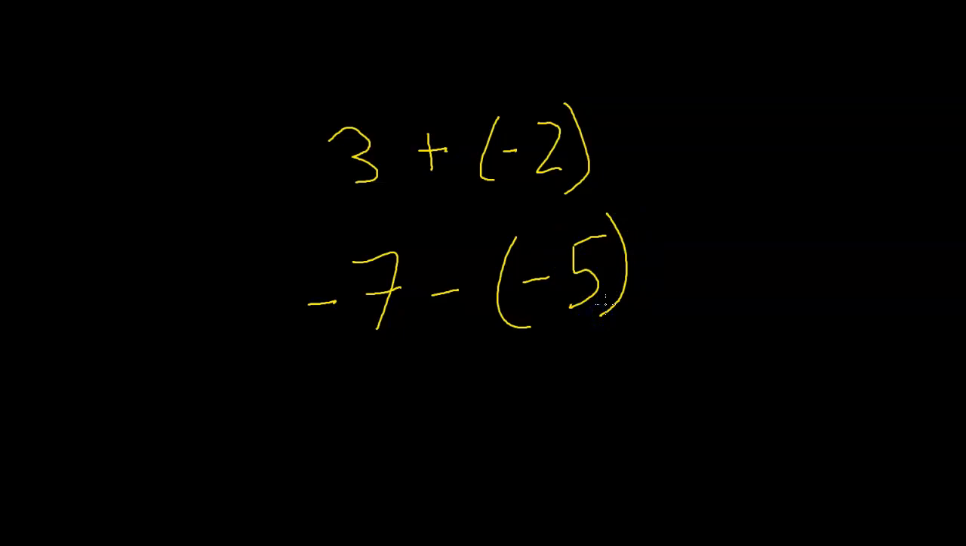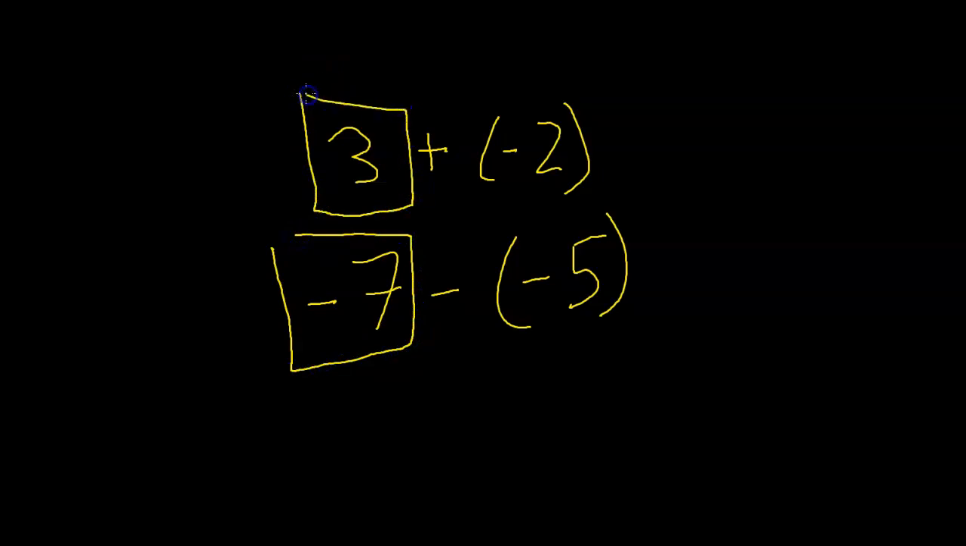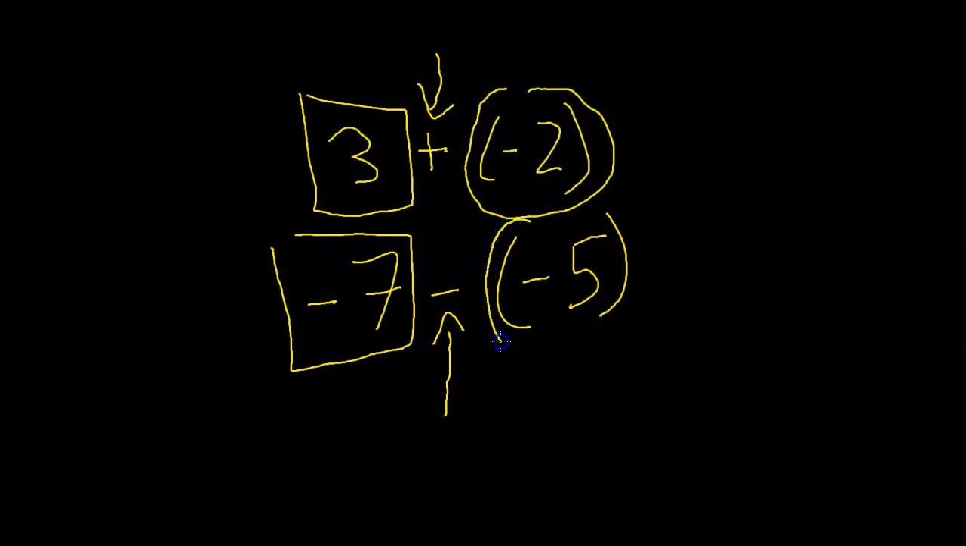I mean, we would be able to say, okay, where do we start with both of these problems? Well, we would start at either 3 or negative 7, right? We know what direction we would be moving on the number line, because we still have either addition or subtraction. But then when the second number is a negative, that throws a wrench in how we have been thinking about doing these problems, right?